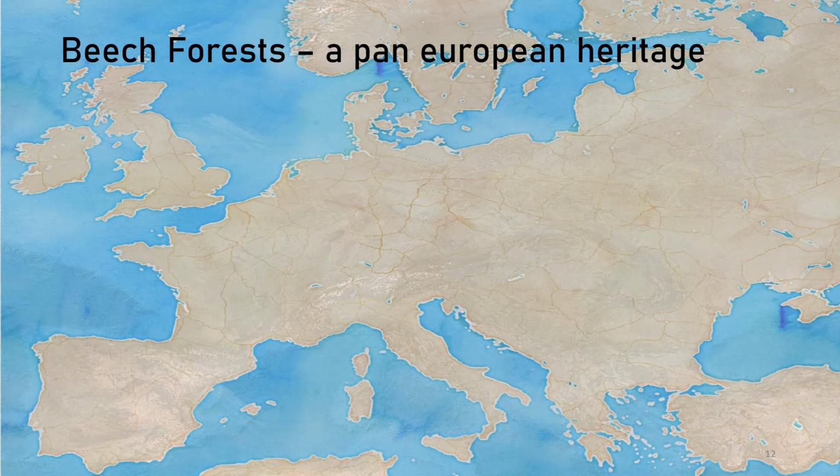Beech forests as a pan-European heritage. The protection of rare beech forest complexes began in the 1970s with the establishment of Bieszczady National Park in Poland and the Eastern Carpathians Protected Landscape Area in Slovakia. In 1992, these two areas were designated a transboundary biosphere reserve within UNESCO's Man and the Biosphere program. Along with that, many other protected areas followed.